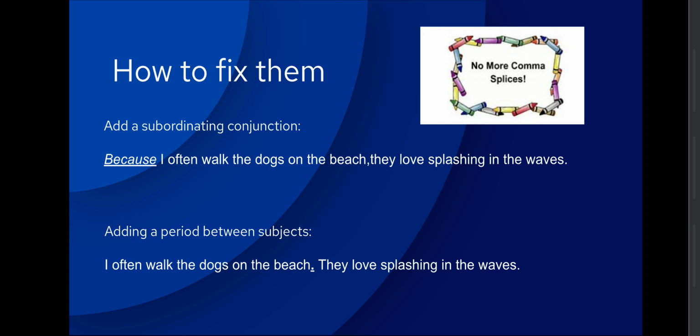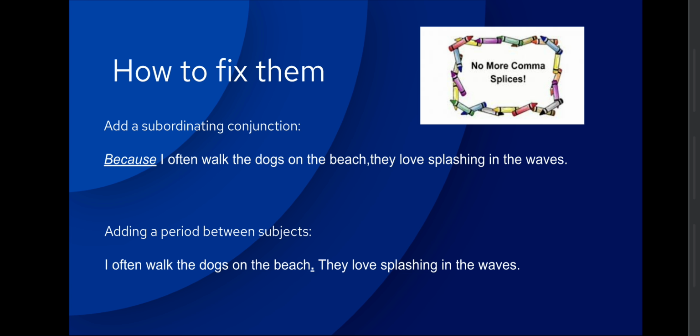Instead of putting a comma, you can make one sentence adding a subordinating conjunction or simply put a period to make two sentences. Just like this. When you add a subordinating conjunction, you will have, because I often walk the dogs on the beach, they love splashing in the waves. Here, because is the subordinating conjunction, making the sentence more fluid to say. It also makes the first topic dependent on the second, so it allows the sentence to make more sense.